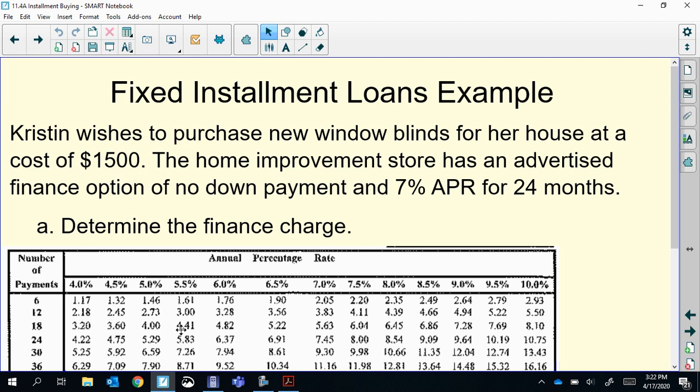So Kristen wishes to purchase some new window blinds for her house at a cost of $1,500. Home Improvement Store has an advertised finance option of no down payment and 7% APR for 24 months. Determine the finance charge.